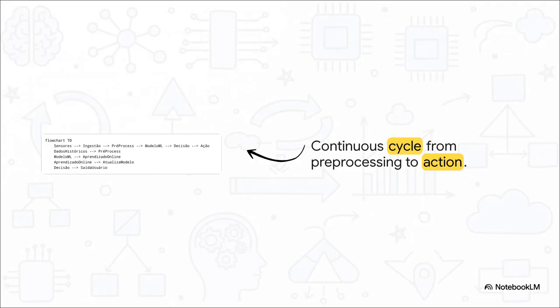And this continuous cycle finally comes together in a complete feedback loop. You can see how historical data feeds back into the system and how online learning continuously updates the model parameters based on the absolute newest actions. It really proves that an intelligent system is never truly finished. It's a continuous living loop of feedback and action.